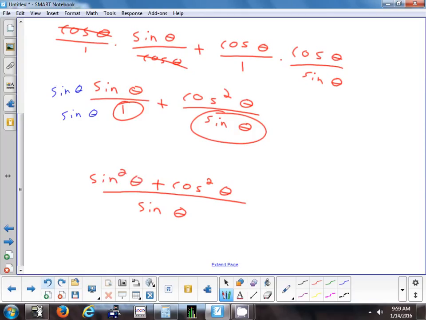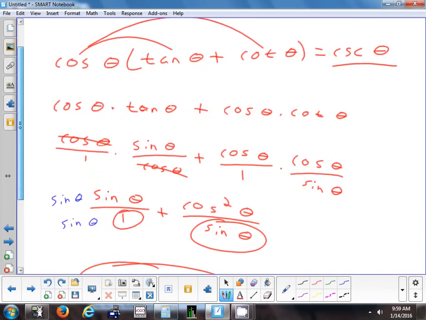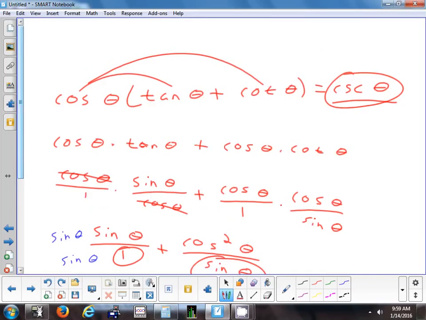That's my common denominator. Now this we have to recognize as something special. That's a trig identity: sine squared plus cosine squared is equal to 1. And now my last step, this is a reciprocal identity. If you take sine and flip it, you get cosecant. And that's exactly what they said we should get.